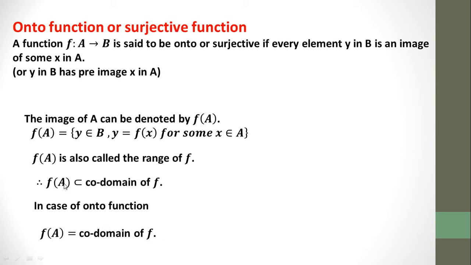Otherwise f of A is always a subset of the codomain. f of A is the set of all images. And in case of any function, f of A is always a subset of the codomain. But in particular, in case of onto function, the set f of A is equal to the codomain set.